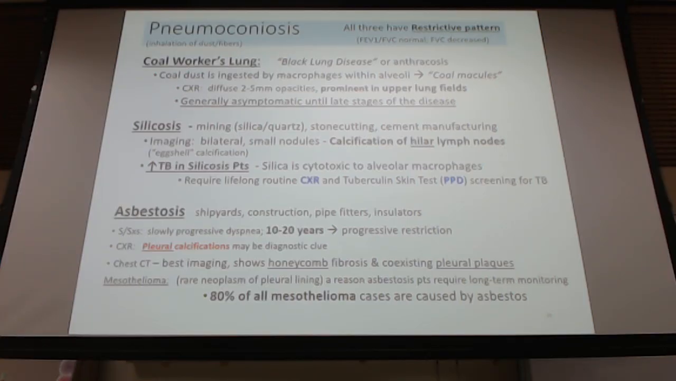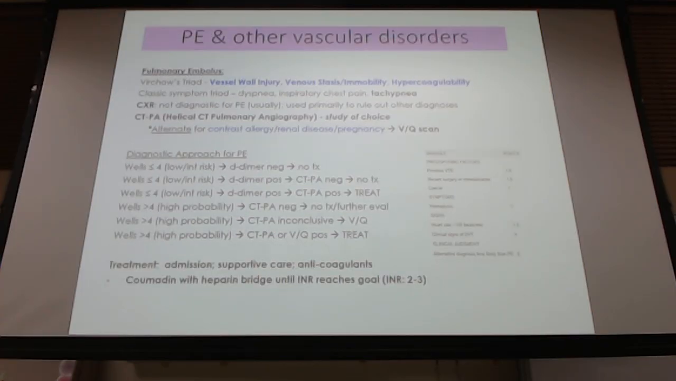So we can see some honeycombing, pleural plaques, and then the last one we'll touch again in our neoplasm lecture, our cancer lecture, is this association to a rare pleural cancer. About 80% of all cases of this rare pleural cancer are associated with asbestosis. All right, so here's our PE.